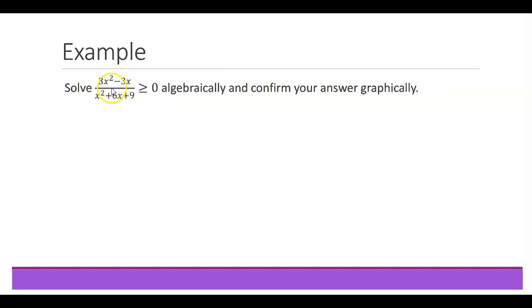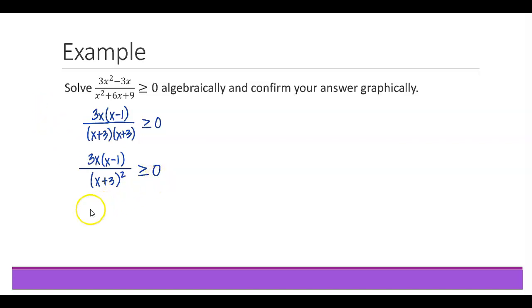So again, the first step is that we do want to factor the numerator and denominator. So on the top, we're going to factor out a 3x. We have 3x times the quantity x minus 1. On the bottom, x squared plus 6x plus 9, that factors to x plus 3 times x plus 3. And we're going to go ahead and write that as x plus 3 squared. So we have 3x times x minus 1 on the top. On the bottom, we have x plus 3 quantity squared. So I want to know, when is that greater than or equal to 0?